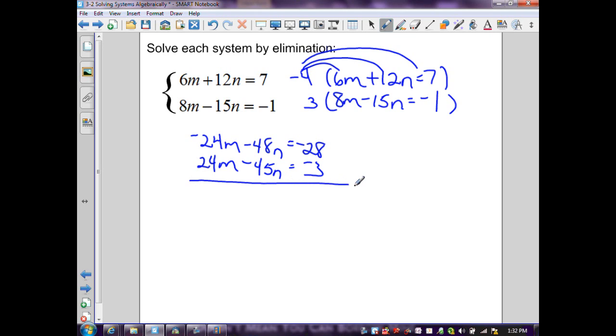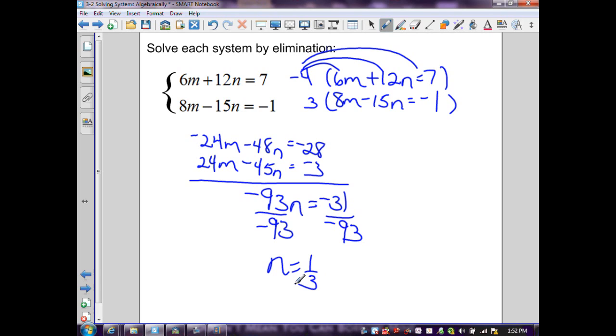Now that I have opposites in one of my variables, I can just add the equations. When I do that, my m's will eliminate. And when I add a negative 48 plus a negative 45, that's going to give me a negative 93n equals a negative 31. Divide both sides by a negative 93. And n is going to equal 1/3.